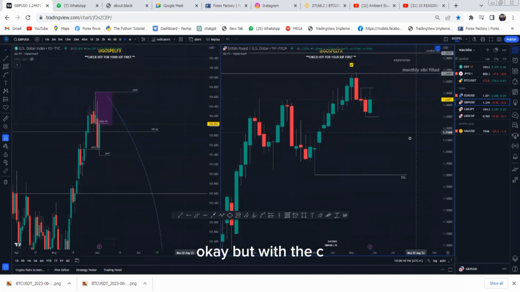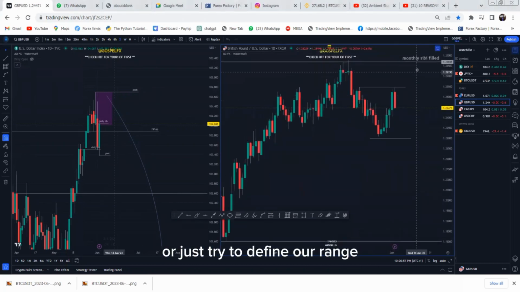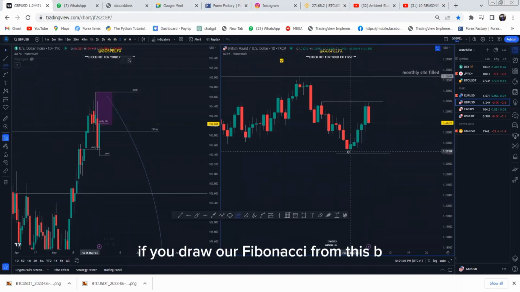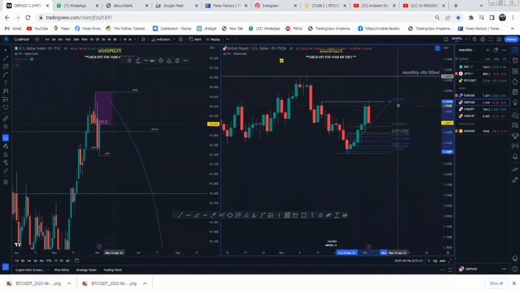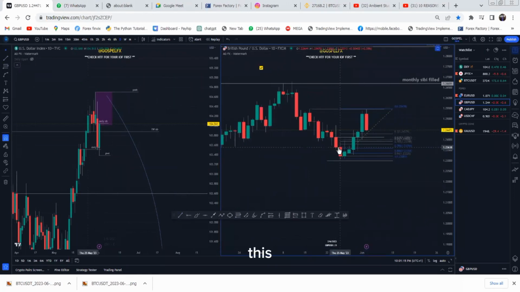Okay, but with the close of this week, I'm expecting price to actually push further up. Okay, so which means we'll be going down. If we go down to the daily chart, we'll just try to define our range. This is our range low and our range high. If you draw our Fibonacci from this bottom to this top, okay, we are likely having price. So we might want to see price retest this 2-day order block.